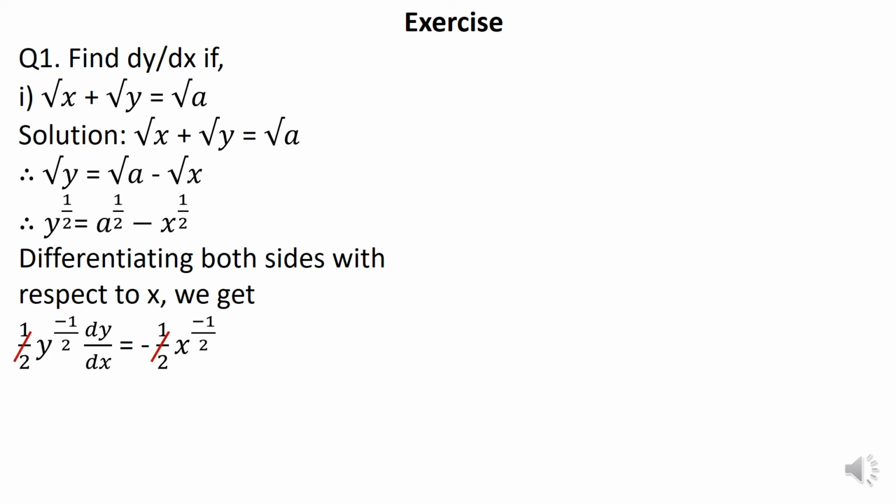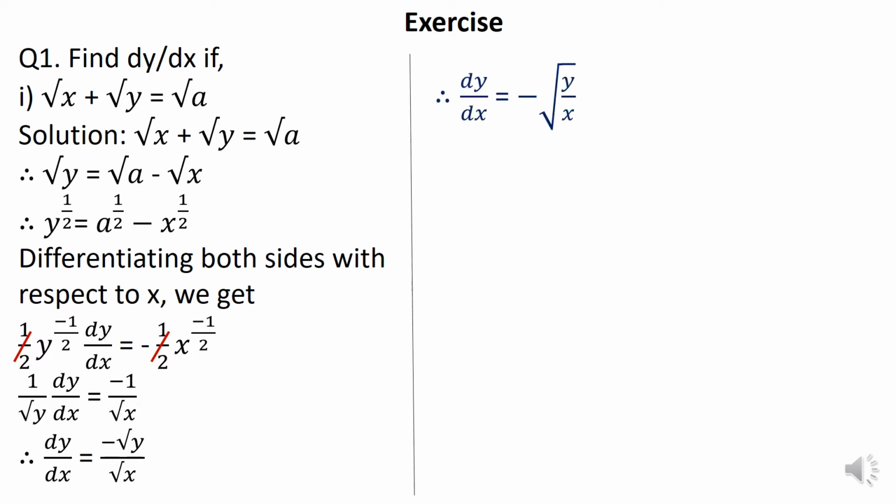Then in the next step, as we can see, half is common, so we just cancel it. And therefore now y raised to minus half becomes 1 upon y raised to half. And y raised to half means square root of y. So we get 1 upon root y dy by dx is equal to minus 1 upon root x in the same manner. Thus, dy by dx becomes minus root y upon root x. You can also combine the roots and write it as minus root of y upon x by writing both the terms under a common root.